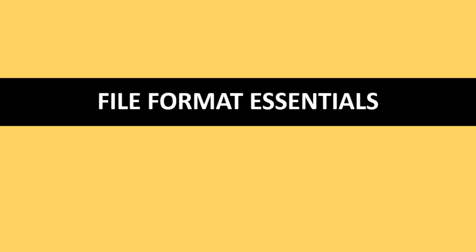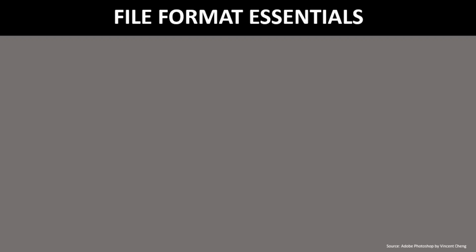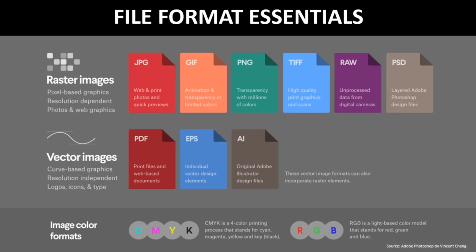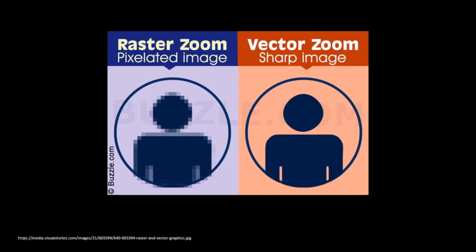Now let us talk about file format essentials. File format essentials come in two basic types. First is raster. It includes JPEG, GIF, PNG, TIFF, RAW, and PSD files. Vector includes PDF, EPS, and AI files. What is the difference between raster and vector?